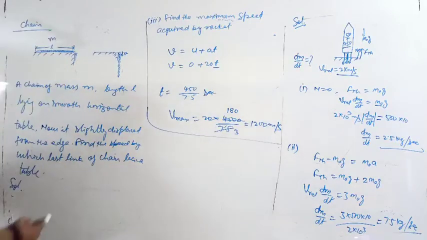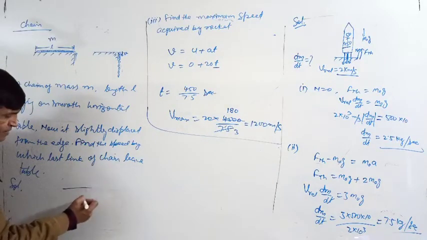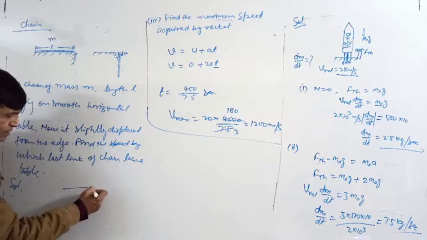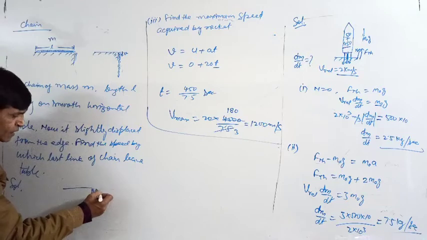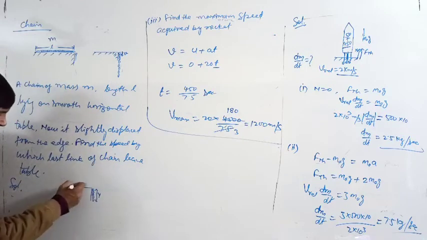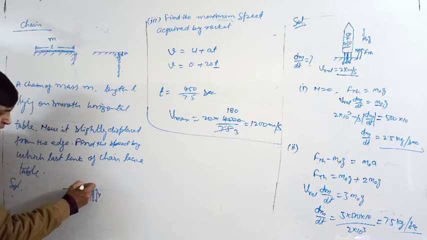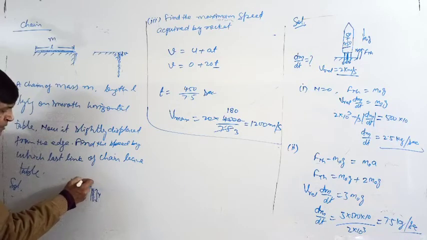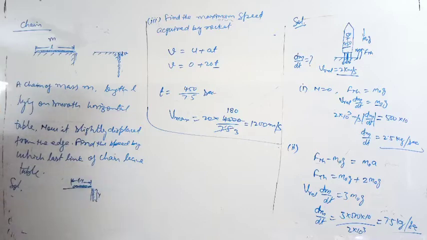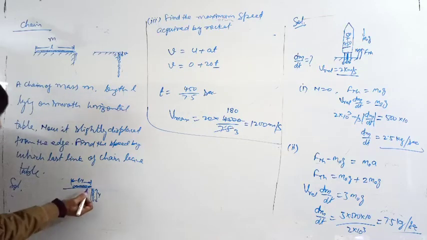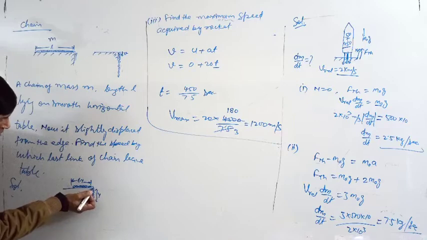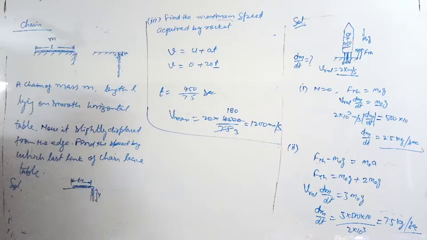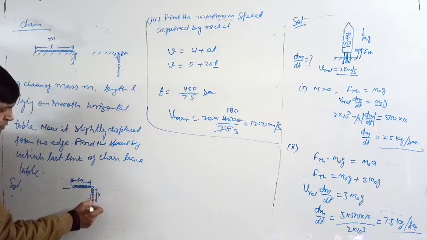See, let y be the length of the chain right now in the hanging position. So how much length of the chain is on the table? Horizontal, L minus y. And let these two be connected with a certain link. At this time it has some velocity, let it be v.